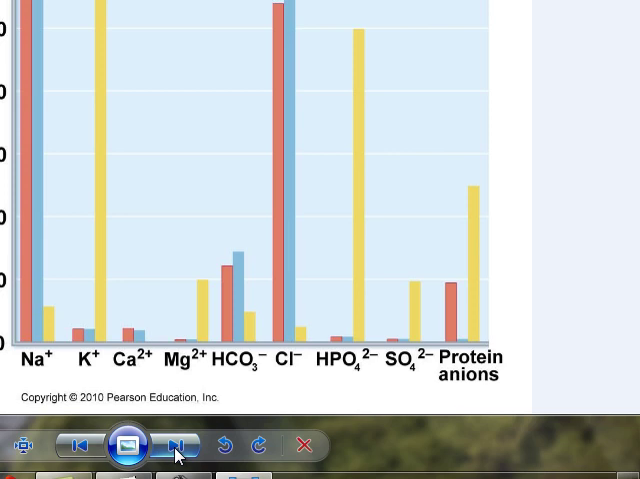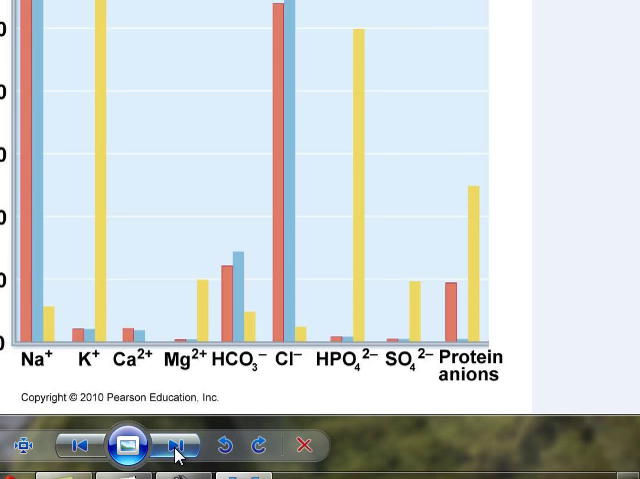Where am I going to find most of my calcium? There's something missing there. Where's the yellow bar? Where do you think I'm going to find most of my calcium? There's an error here. There's only 2 bars there. Where am I going to find most of my calcium, do you think? The little ones that you see there are short. Intracellular. Magnesium, more intracellular. Bicarbonate ions, more extracellular.